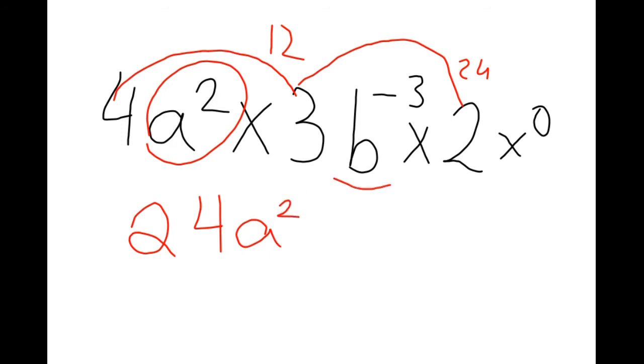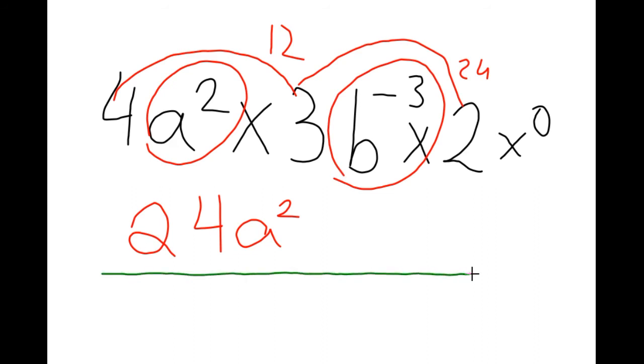Then we have b, but b has the power of 3, which is negative, it's not positive. So b has to become a denominator. It will be reciprocated, but the power will remain the same, and once you reciprocate it, the minus symbol will disappear. And the number 2 had already been multiplied.